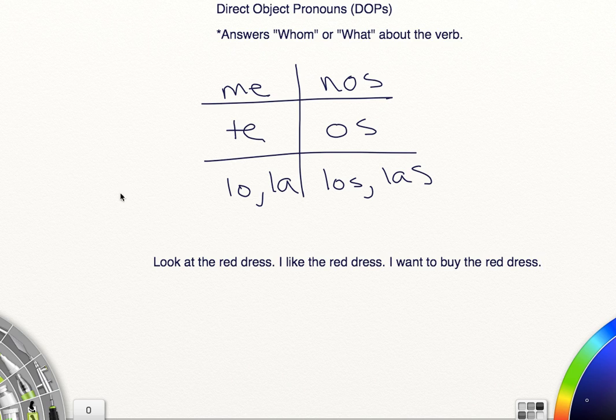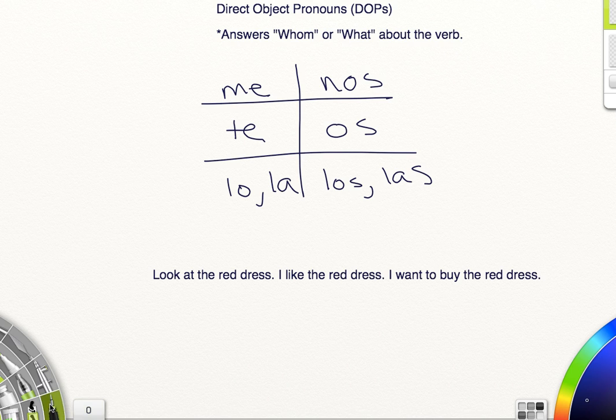For example, if I say, look at the red dress, I like the red dress, I want to buy the red dress, I'm being redundant, I'm saying the red dress a lot. In English, to get rid of that redundancy, I would say, look at the red dress, I like it. I want to buy it. And that's what we're going to learn how to do today in Spanish.